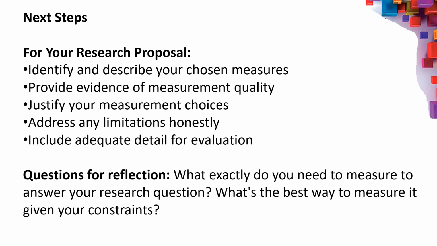As you develop your research proposal, use these guidelines to strengthen your measurements section. Be specific about what you're measuring and how. Provide evidence that your measures are appropriate and of good quality. Justify your choices, especially if you're modifying existing measures or creating new ones. Be honest about any limitations. This shows methodological sophistication. Remember, measurement decisions are crucial because they determine the quality of your data and the validity of your conclusions. Take the time to make these decisions thoughtfully and document them clearly in your proposal.